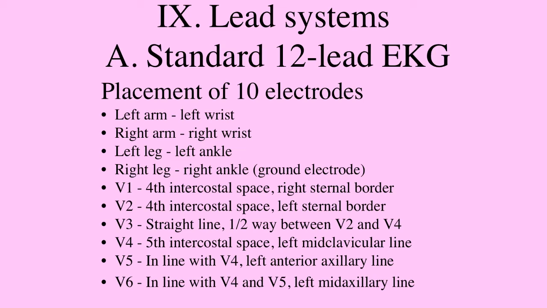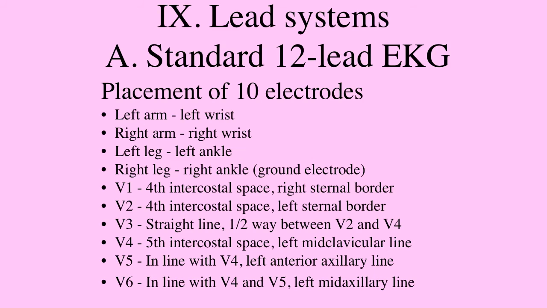Maybe you palpate and you put V1 and V2, for example, in the fourth intercostal space, right and left sternal border, and then you actually place V4 next. This would be the fifth intercostal space at the left midclavicular line. The heart is tilting to the left, and then you have to place V3 after V2 and V4, on a straight line halfway between. And then V5 and V6 go in line, or parallel, to V4. So you just follow straight across the body. V5 is at the left anterior axillary line, and V6 is at the left mid axillary line.